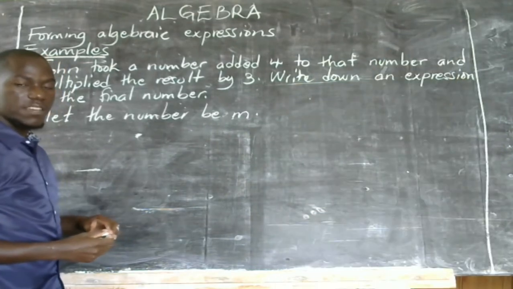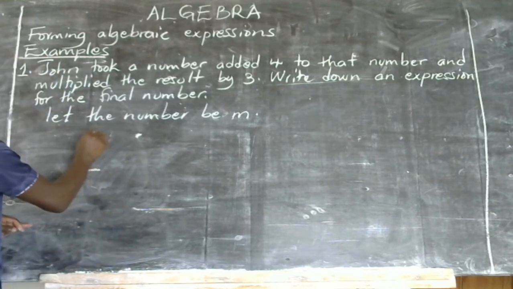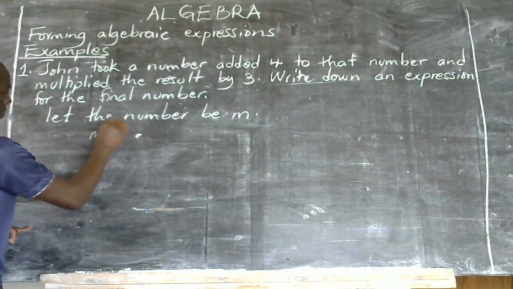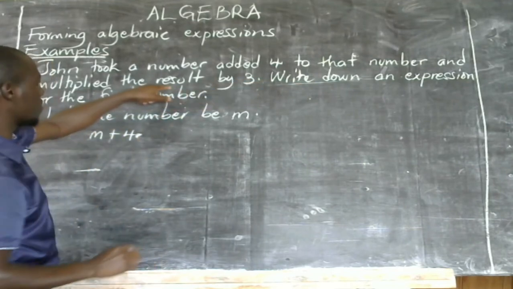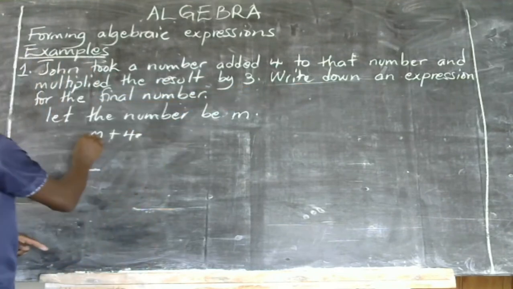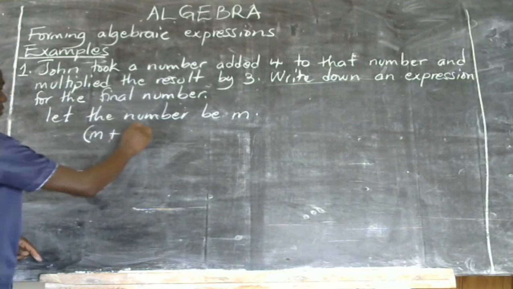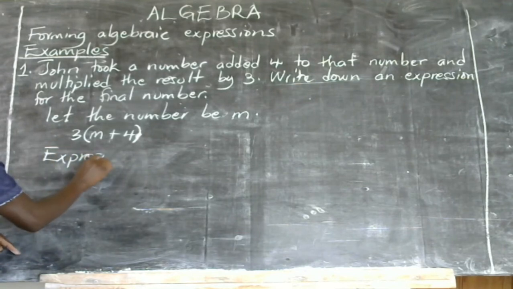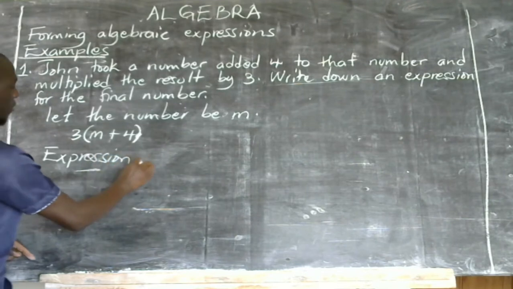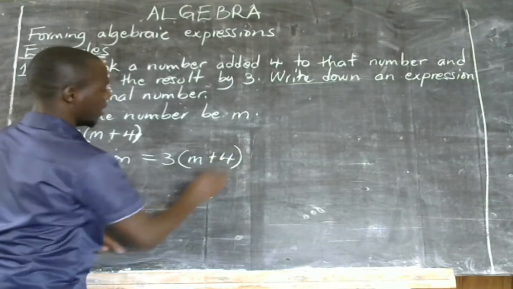So when I let that number that John took be m, we add 4 to that number, then multiply the result by 3. The result is 4 plus m. So I'm going to multiply this one by 3. So my expression is 3 times (m plus 4).